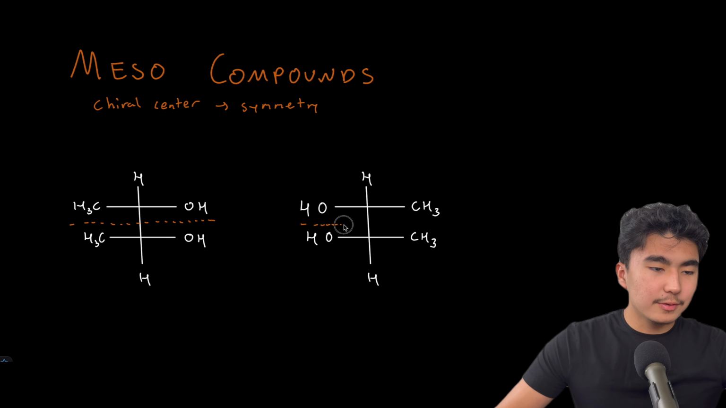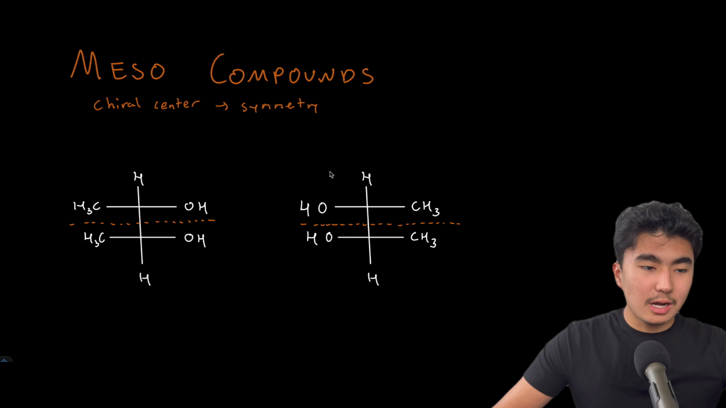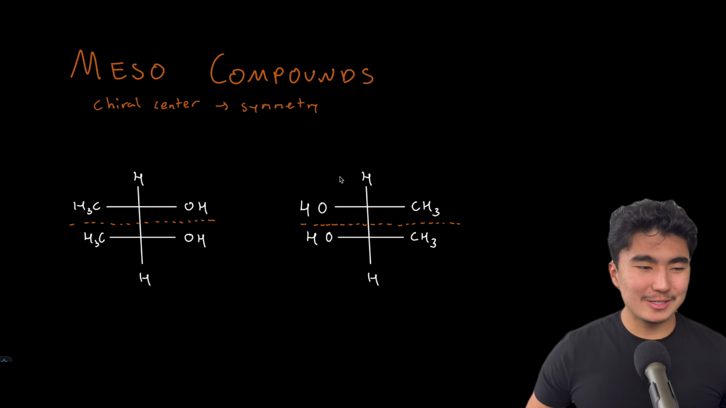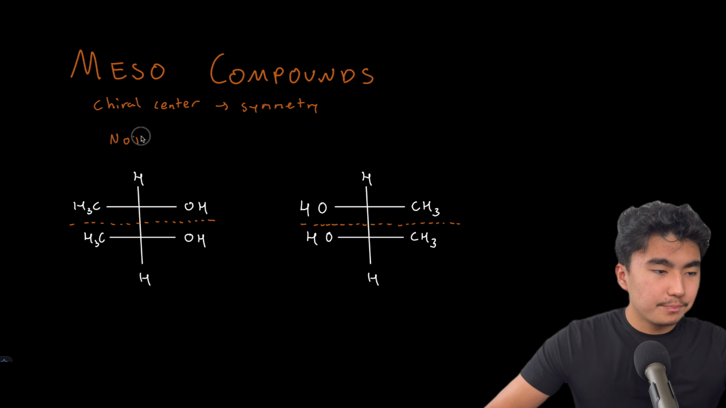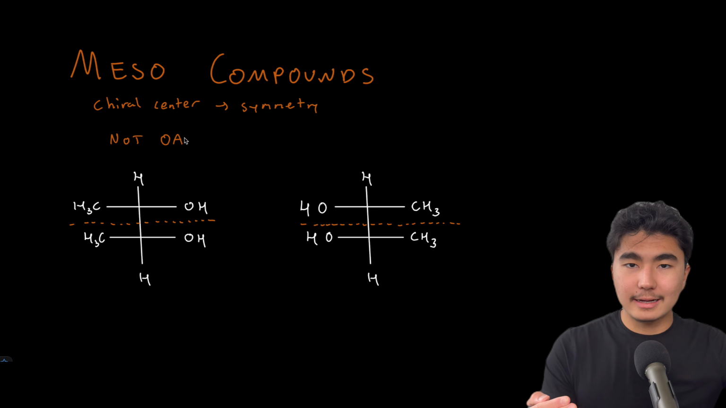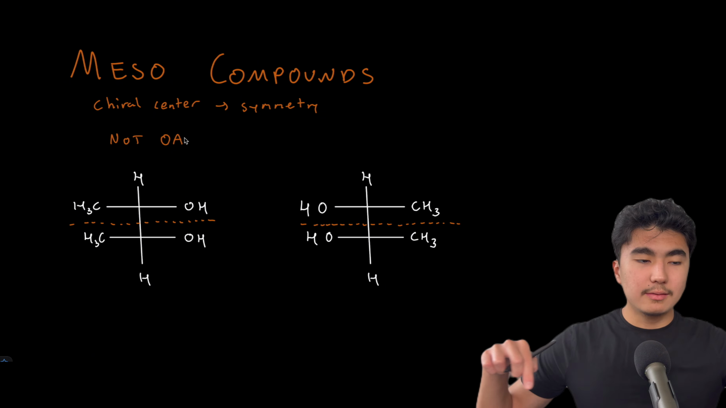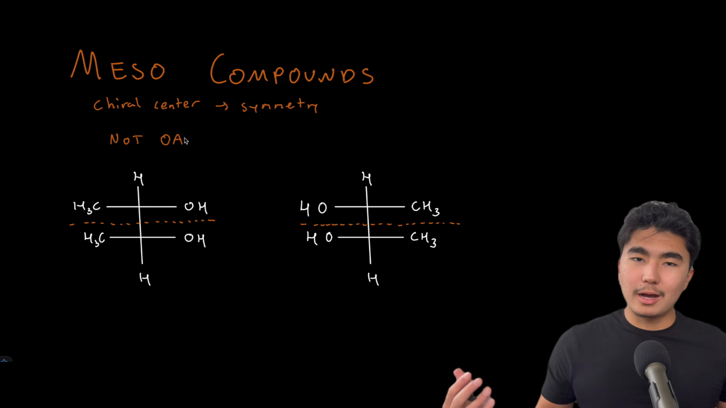Same thing over here. If we flip the script, we still have that internal plane of symmetry, where this top half is the exact same as this bottom half. That's symmetry. That's pretty much all you have to know about meso compounds. Another thing to note, though, is that meso compounds are not optically active. Remember, optically active molecules need to be asymmetric. But since meso compounds are symmetric, they're not optically active.